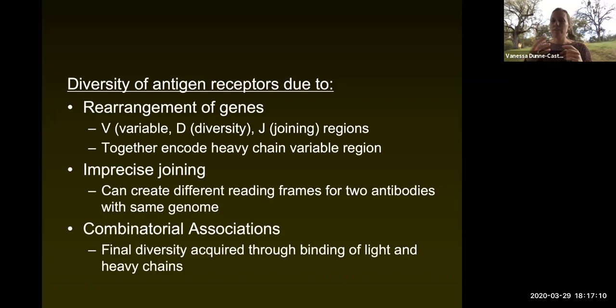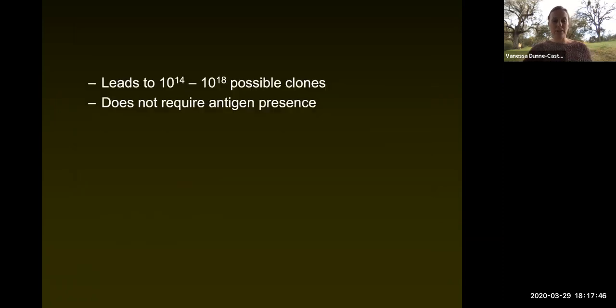So with the combination of all of these 3 factors: rearranging the V, D, and J gene segments to provide that initial variation; changing the way these gene segments combine together by shifting the reading frame to create a totally different polypeptide product, even from the same V, D, and J gene segments, if you combine them by missing 1 or 2 nucleotides between them, you'll completely produce a different protein product or receptor region. And then combining those light chains with the heavy chains in different combinations makes it so that the possible number of different clones would be 10 to the 14th to 10 to the 18th.